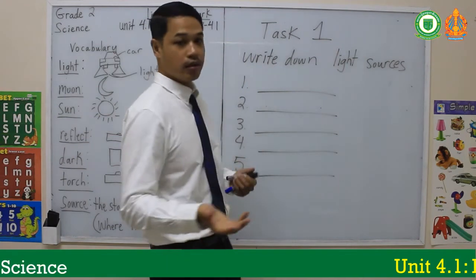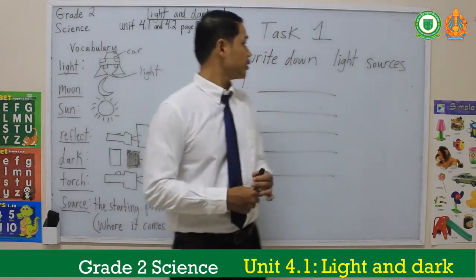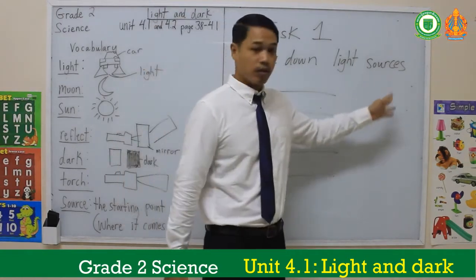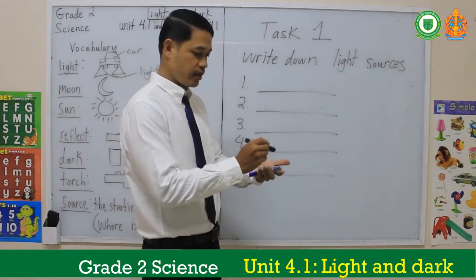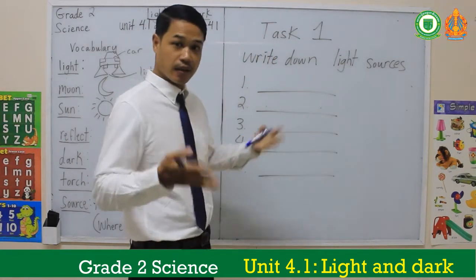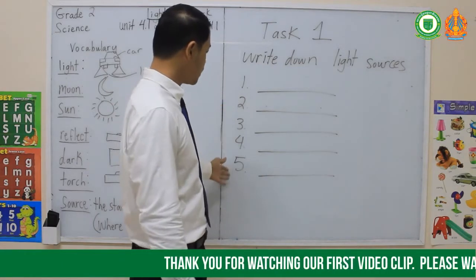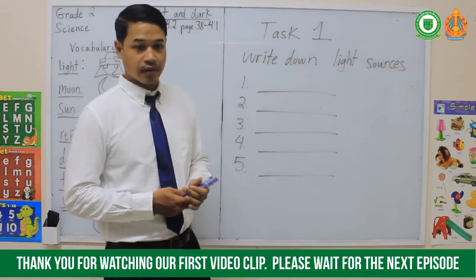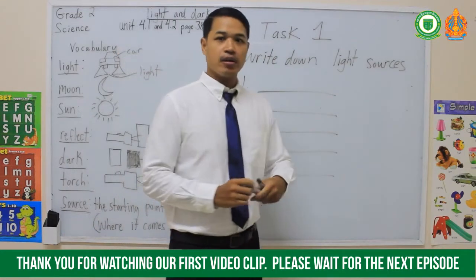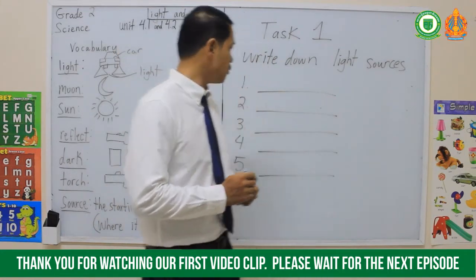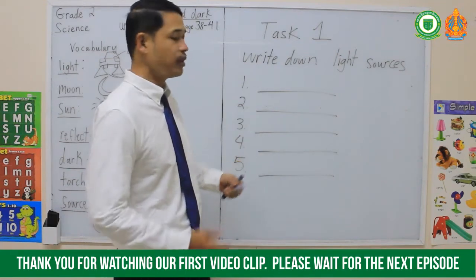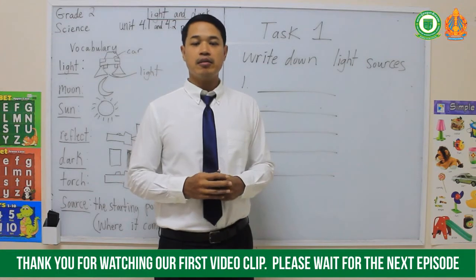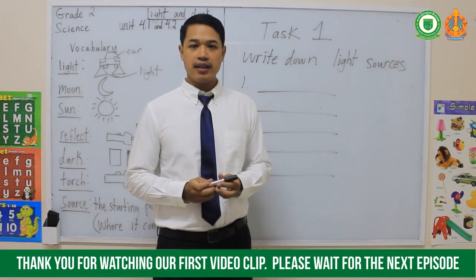In your science notebook, copy that down, write down light sources. Just think of 5 objects or things that produce light, that give light. Once you're done, write the answer in your science notebook and then post it to our group and I will check it there.